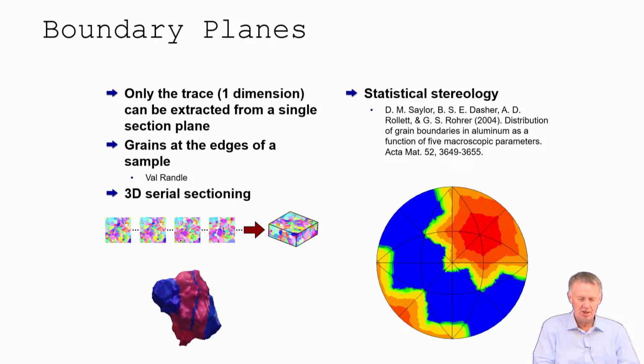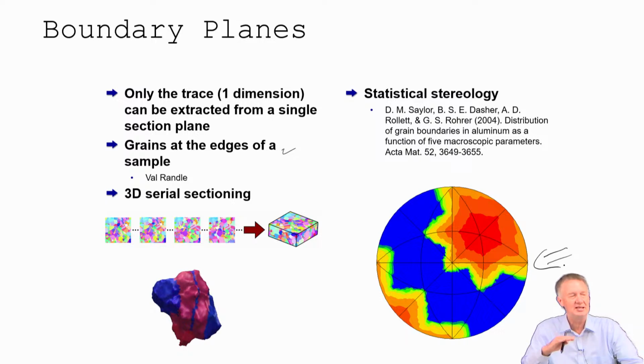We can do it along a corner if we have two polished surfaces. That's something that Val Randle did a long time ago. But mostly what we're doing now is using a single plane and using these stereological tricks that we've talked about. And then we're plotting these boundaries up in a space like this. So it's a stereographic projection.